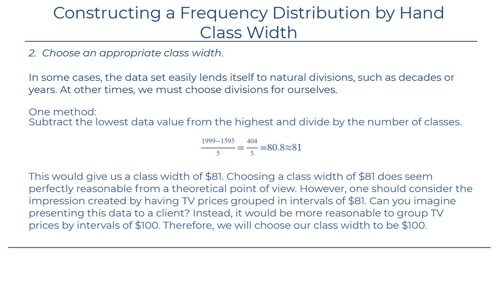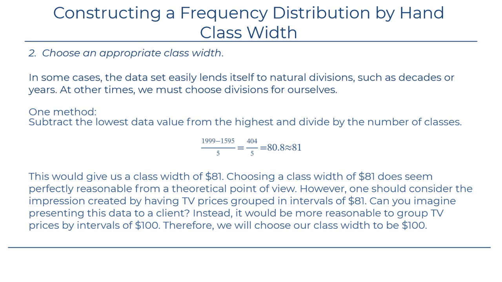So in some cases, it's quite obvious. One method that you can use is to subtract the lowest data value from the highest data value and then take that difference divided by the number of classes. So in this case, 1999 minus 1595 is about 404 divided by 5. That gives us a class width of 80.8 or about 81.